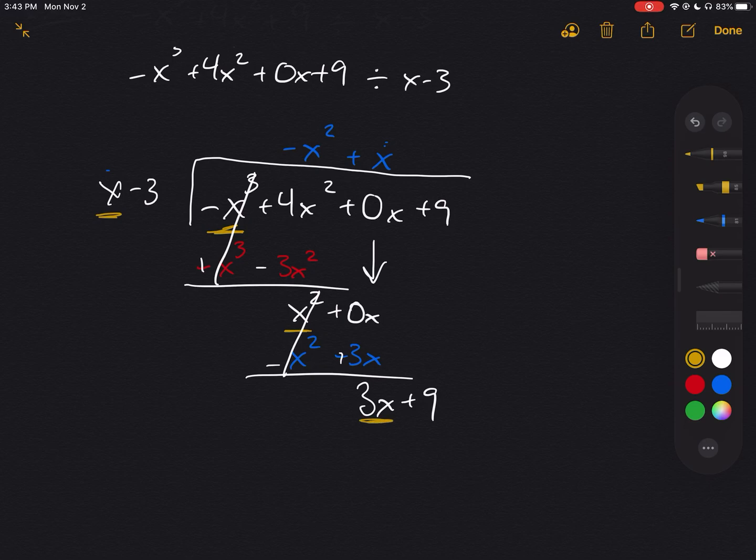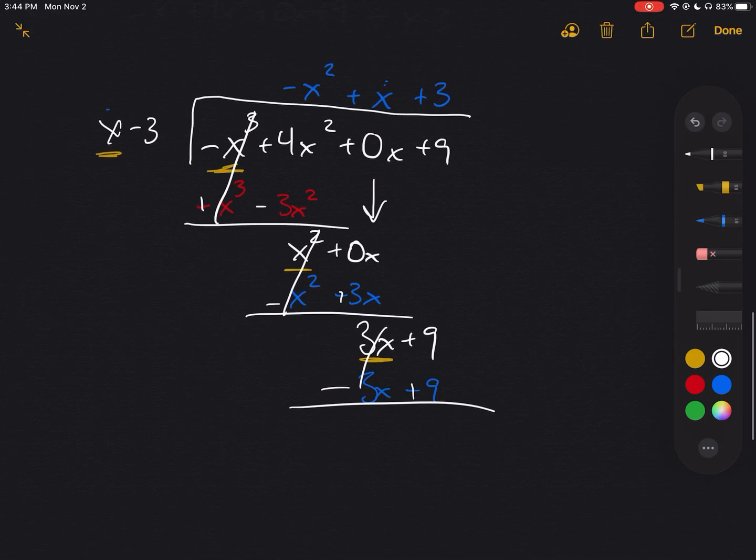So what do I have to multiply x by to get 3x? Well, just multiply it by 3, right? So 3 times x is 3x. 3 times negative 3 is negative 9. Change the signs and add down. Cancels out the x's, and 9 plus 9 is 18, right? This is my largest degree term.